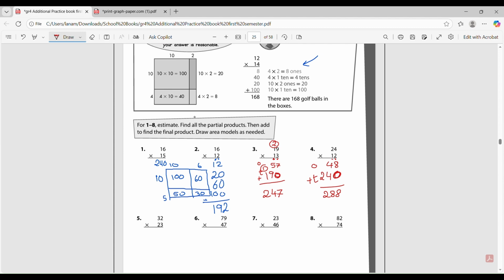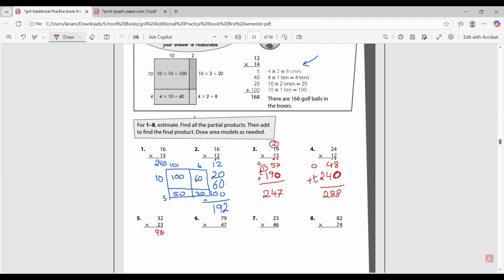Number 5. I said we always start with the ones of the number at the bottom. If we use the heart method, we're going to say 3 times 2 is 6. Now, 3 times 3 is 9. I will erase.